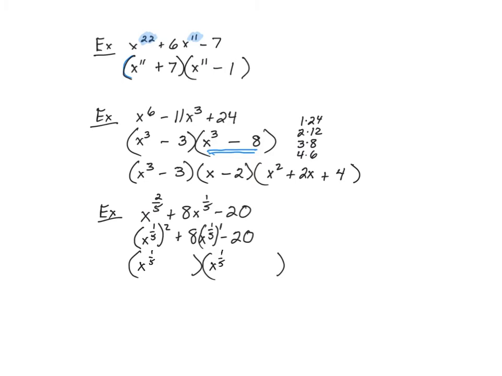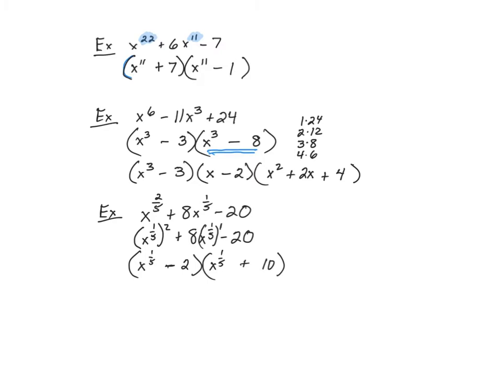20, let's see, 1 times 20, 2 times 10, or 4 times 5. I like 2 and 10 as the possibilities to give me that 8 in the middle. As long as I put a plus on the 10 and a minus on the 2, I will get that positive 8 in the middle. And this one is complete. I can't factor either of those two expressions any further.